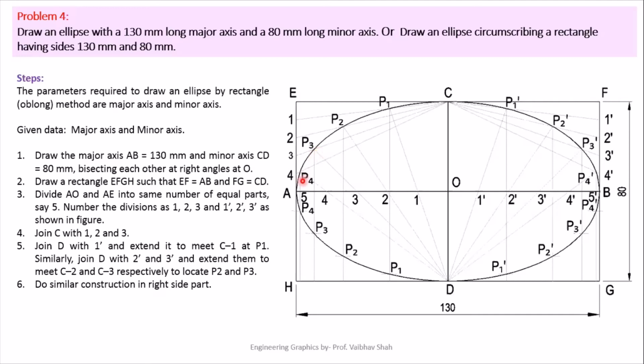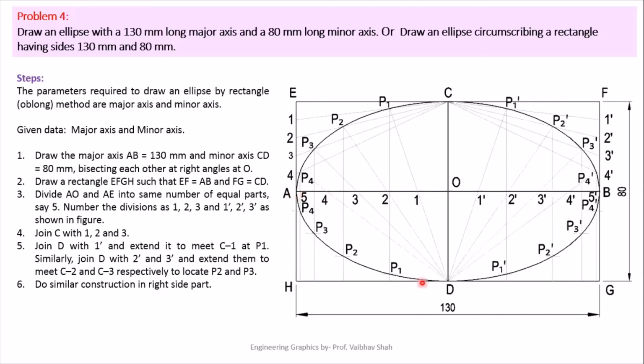After drawing these points 1, 2, 3, 4, 5, we'll be drawing lines from your 1, 2, 3, 4 points connecting to your C point. So let us draw lines: 1 to C, 2 to C, 3 to C, 4 to C. If you want, you can draw a line from 5 to C, but it is not required because our A point is one of the end points of your major axis. So we do not need to draw any lines from your A point.